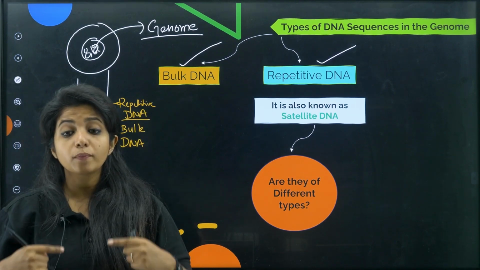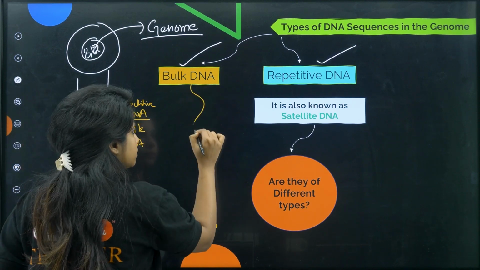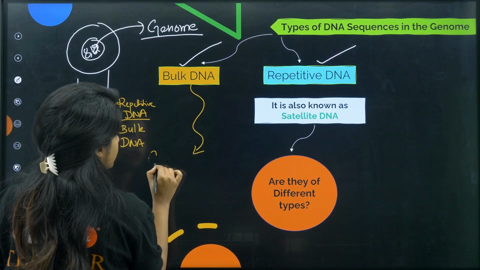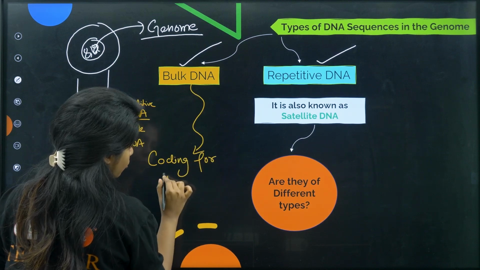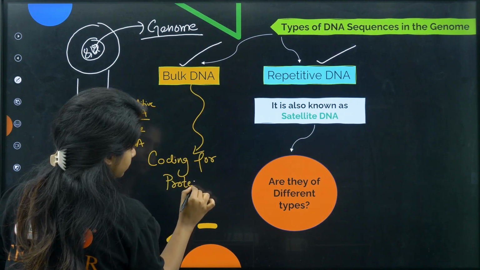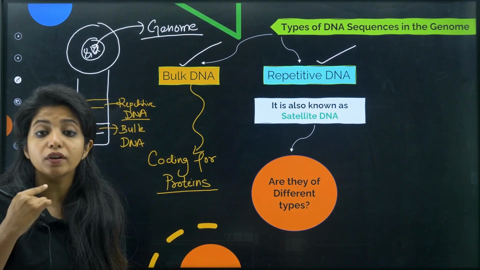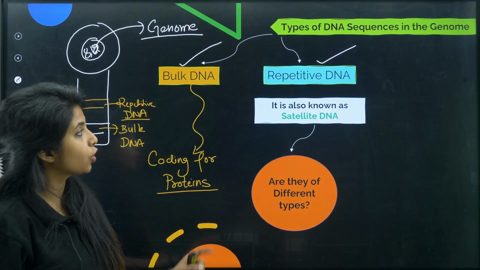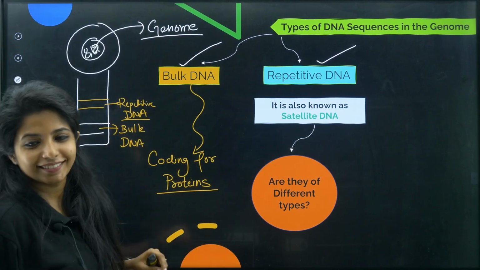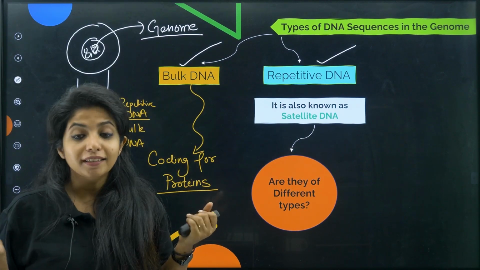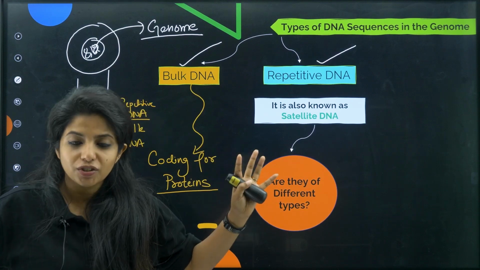Fine. And now I'm going to tell you one more thing about bulk DNA. Bulk DNA is actually the one that will be coding for proteins. Whereas when you talk about repetitive DNA, they do not code for anything. They are not going to code for the proteins. So then what's the use? They're just there, children.